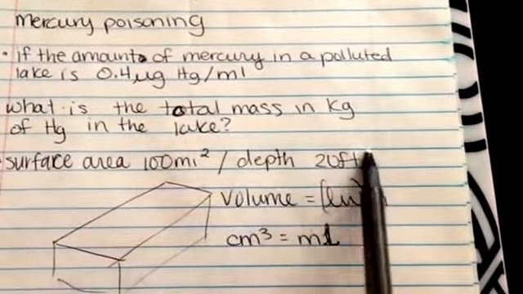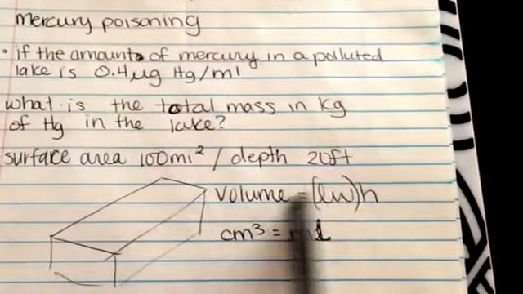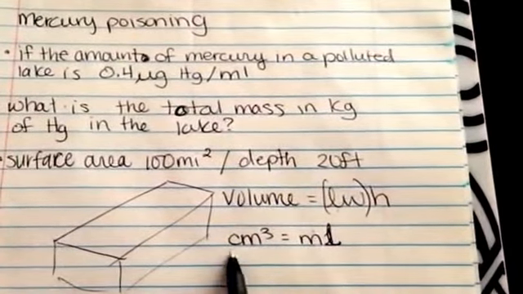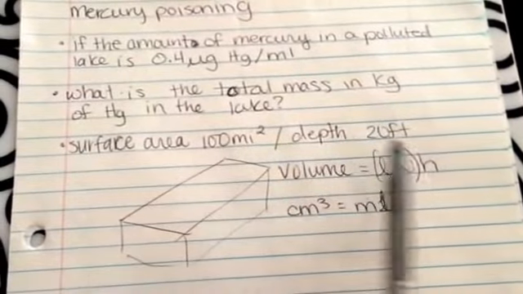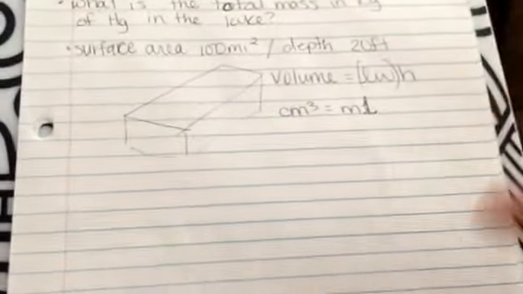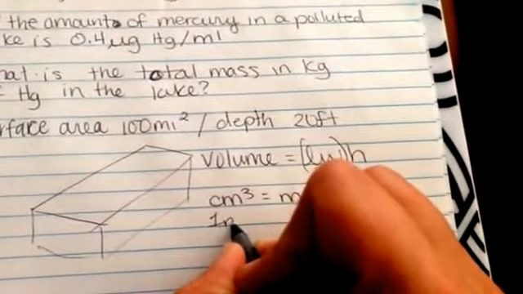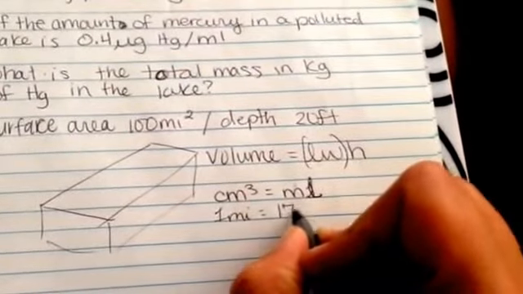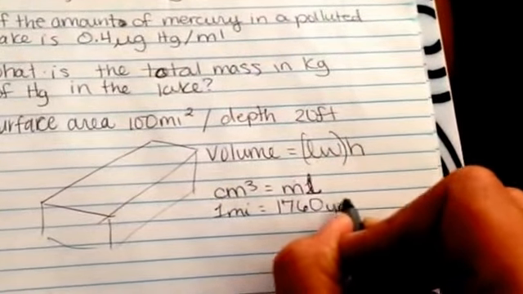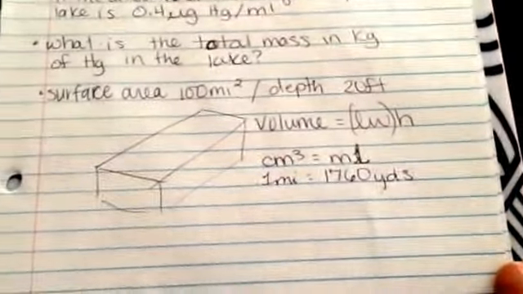Neither of these are a perfect conversion, but I would say from feet to inches to centimeters would be a pretty easy one. So I'm going to go with making my 100 miles squared into feet. So using the information that you have, we do have the conversion of 1 mile being equal to 1,760 yards. You can find that on the front side of your worksheet.